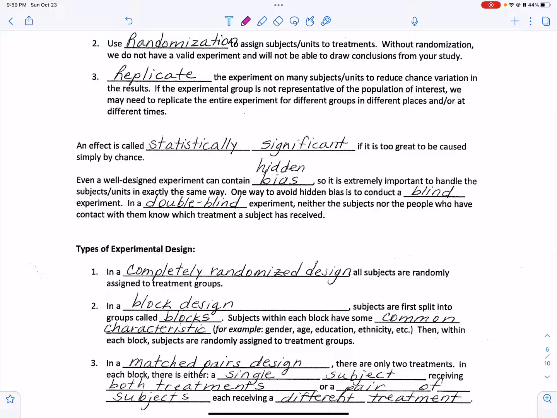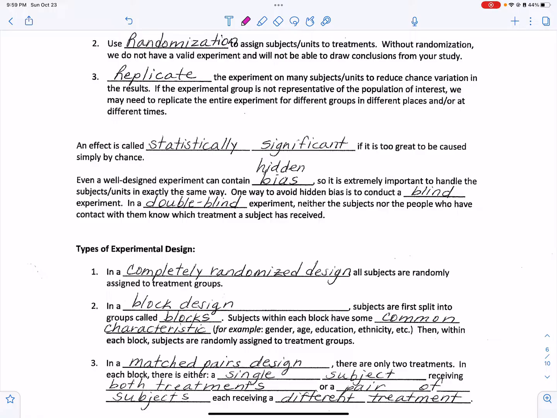Even a well-designed experiment can have hidden bias. So we try to do a blind experiment. A blind experiment is when the subject does not know what is actually being measured in the experiment. A double blind is when neither the subject nor the person in contact with them knows which one is the treatment.